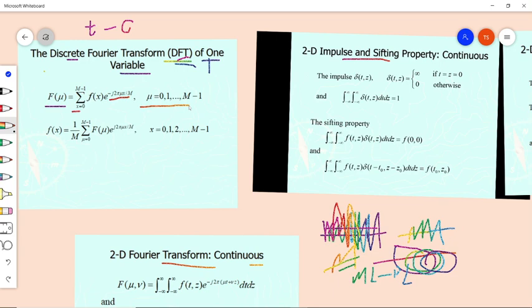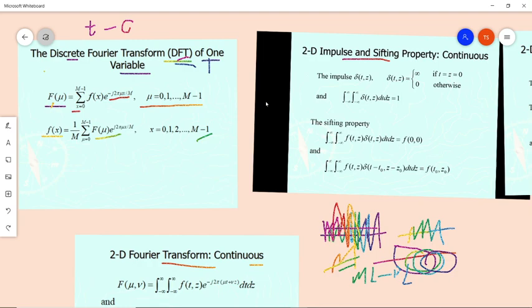And from the Fourier transform, we define f of x, the original function, which is 1 by M, sigma mu from 0 to M minus 1, F of mu, e to the power of j 2 pi mu x by M, and here the values are 0 to M minus 1. Now see, this is the DFT for one variable.